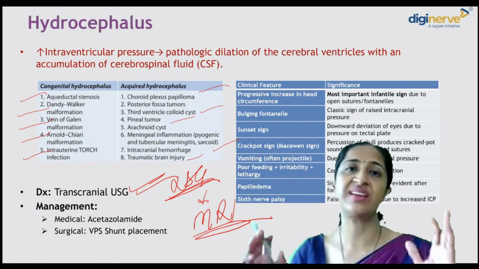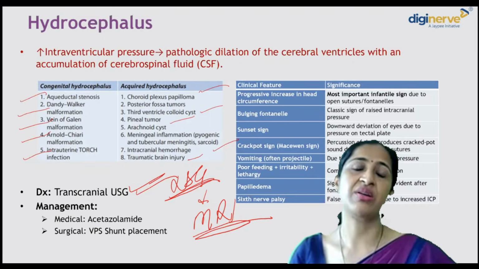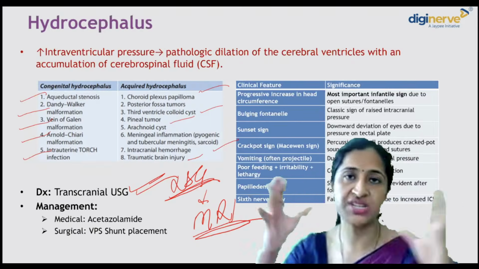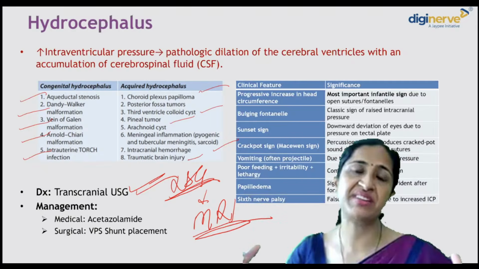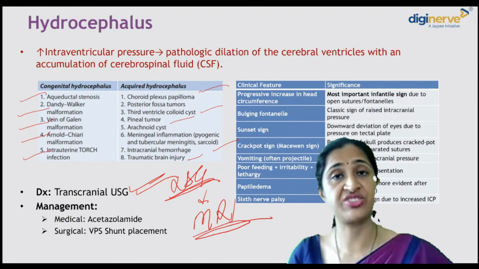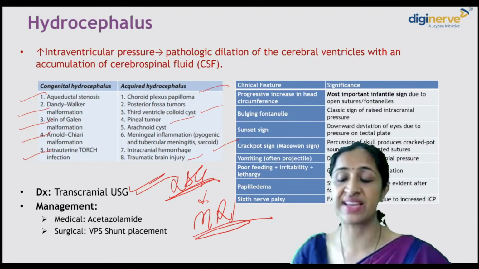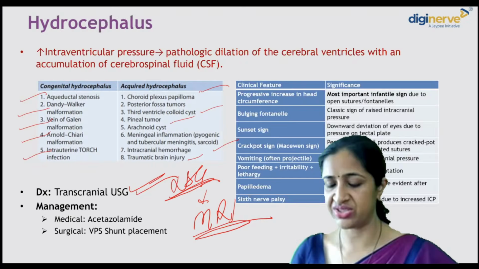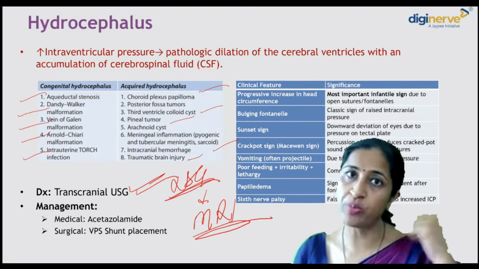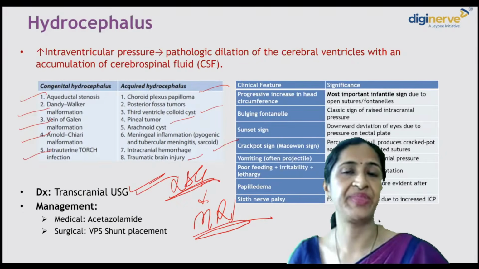Essentially sunsetting, increased head circumference, a cracked-pot skull kind of noise. You can shine a torch and you can see the distended CSF in the brain. Sutures are open, features of raised ICT are there, sunsetting sign is there. All these are features. Treatment is, in obstructive hydrocephalus, you have to open the obstruction, put a VP shunt.